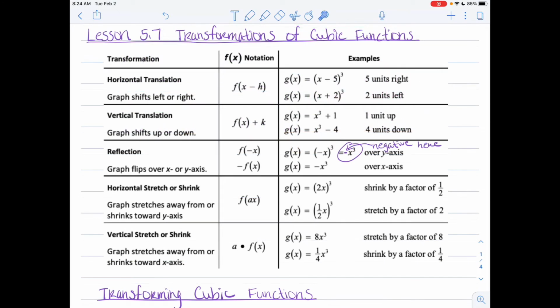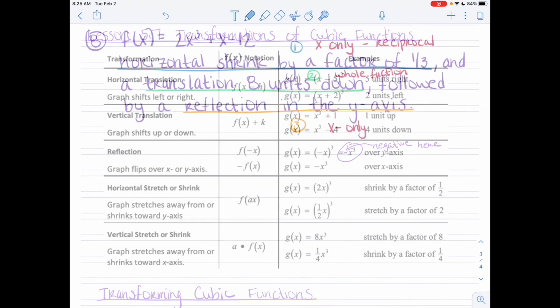I want to take a peek at our chart here and make sure that we understand what all we're doing. We're doing a horizontal shrink by a factor of 1/3. So a horizontal stretch or shrink, if we have a shrink, then that's a fraction, but when we write it, it's the reciprocal, so it's going to become a whole number. A translation 8 units down, that's going to be something in this form where we have a negative, and in our case it will be a -8. And then finally, a reflection in the y-axis replaces x with -x everywhere that we see it in order to reflect over the y-axis. Let's go do those things.